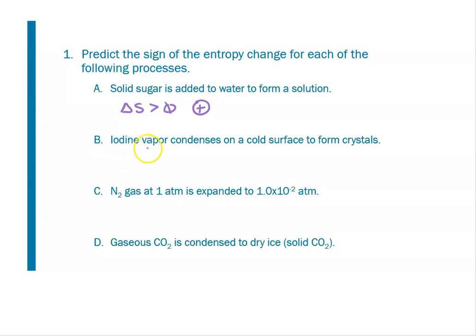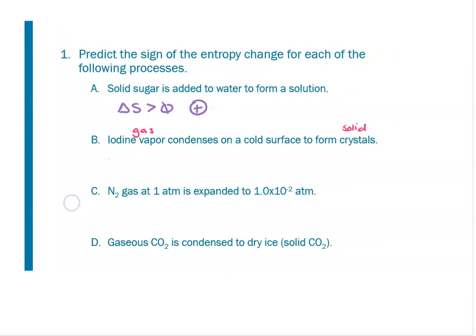If you look at the next one, it says the iodine vapor condenses on a cold surface to form crystals. So if we have a vapor, we're starting with a gas, and then as our process occurs, we end up with crystals, which is a solid. So we're going from really spread out particles to really ordered and structured particles. We'll find later that crystals are the most structured particles that you can have. So here, because of that, this is going to be a delta S that is negative.